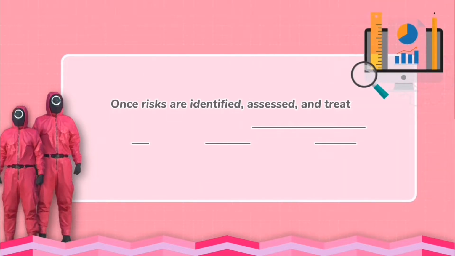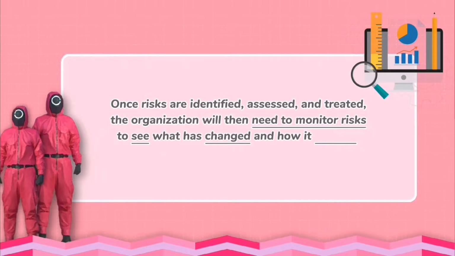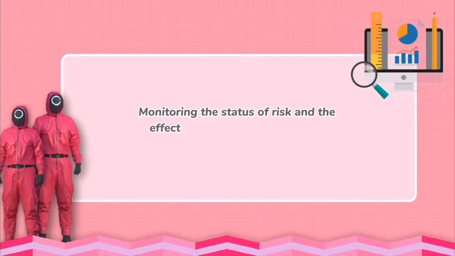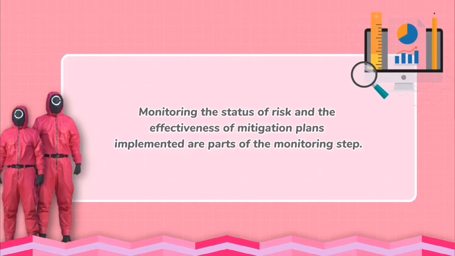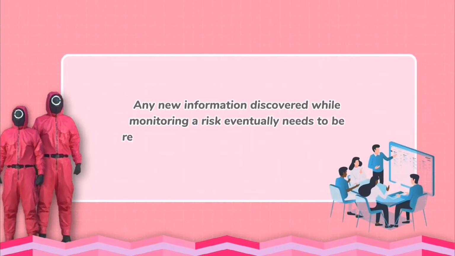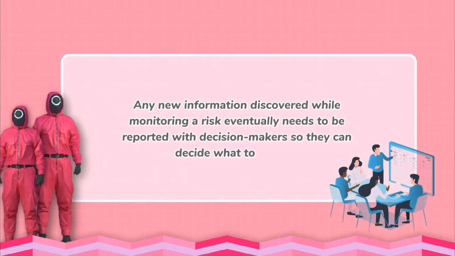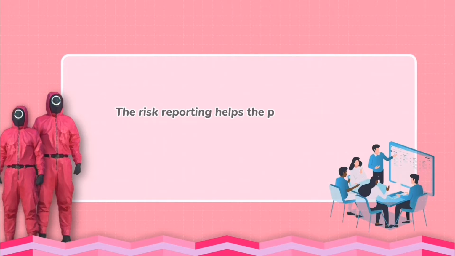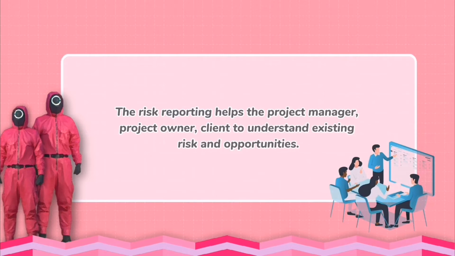Once risks are identified, assessed, and treated, the organization will then need to monitor risks to see what has changed and how it impacts the organization. Monitoring the status of risk and the effectiveness of mitigation plans implemented are parts of the monitoring step. Any new information discovered while monitoring a risk eventually needs to be reported with decision makers so they can decide what to do next. The risk reporting helps the project manager, project owner, client to understand existing risks and opportunities.